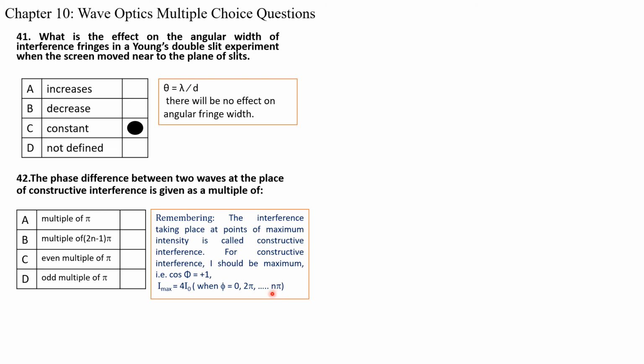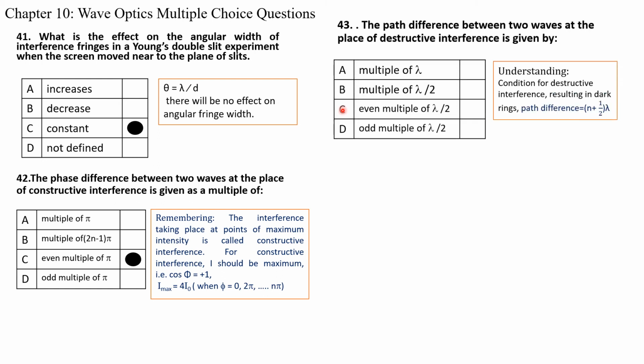Therefore, it should be even. See 0, 2. So it should be even multiple of pi. So option C is the correct answer. Please go through the theory part also. Open your book and go through the theory part.